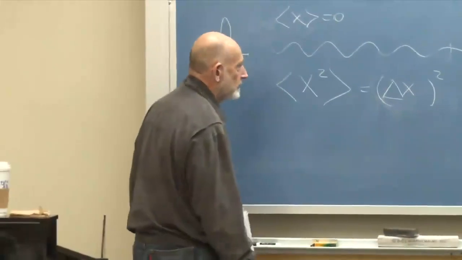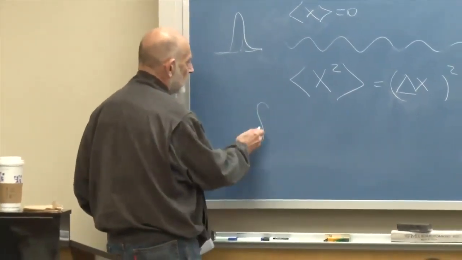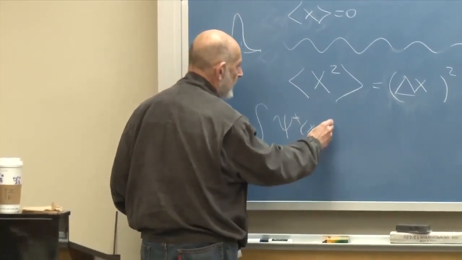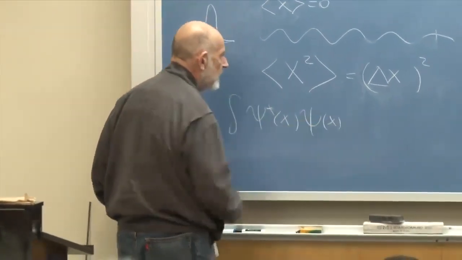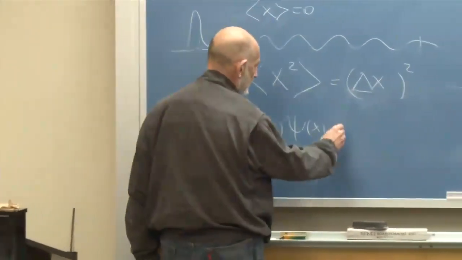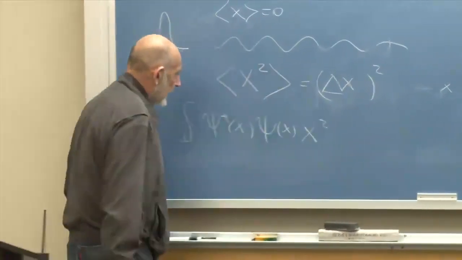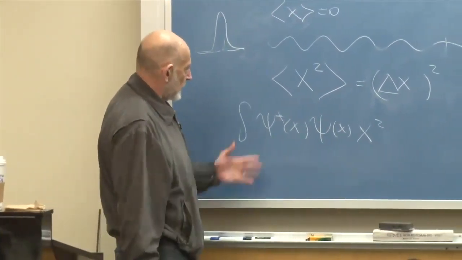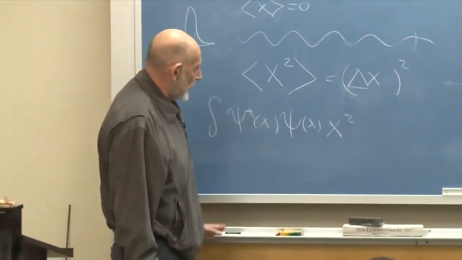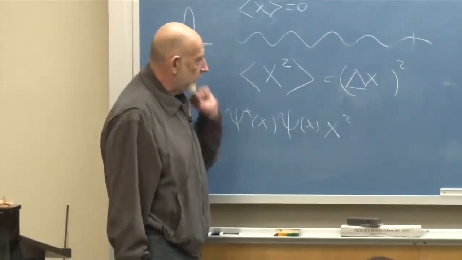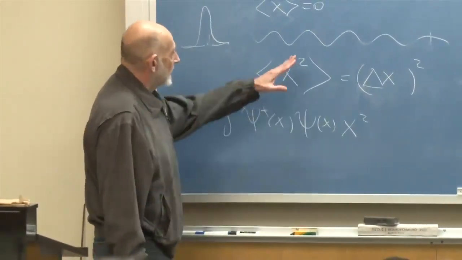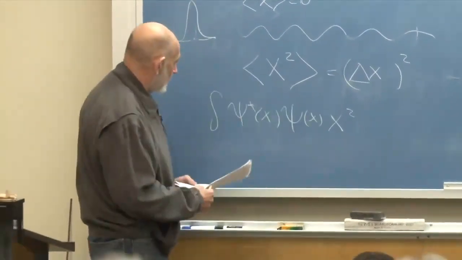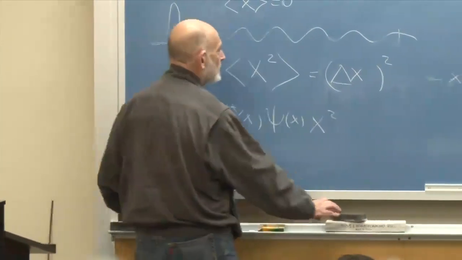How do you calculate it if you know the wave function? Very simply. You take the integral of psi star psi of x, that's the probability to find the particle at x, times x squared. That's the expectation value of x squared. That's the average of x squared. Probability to find the particle at position x times x squared. That's the definition of the square of the uncertainty of x. And as I say, it's a definition, but it's a good definition.